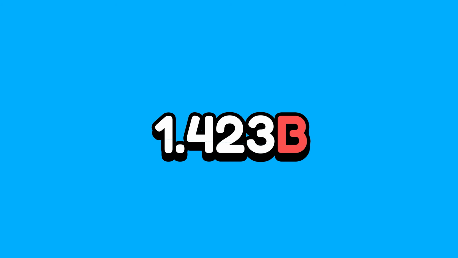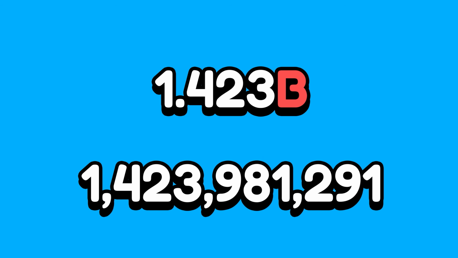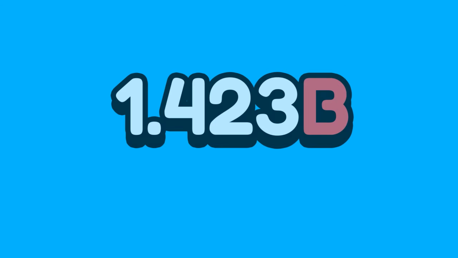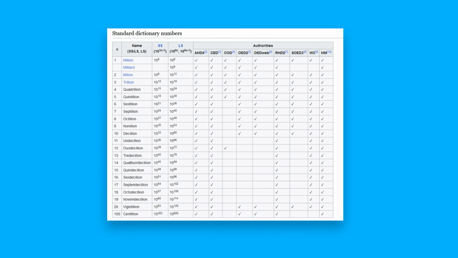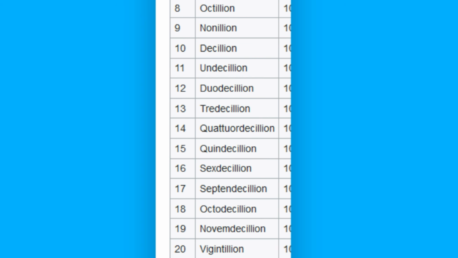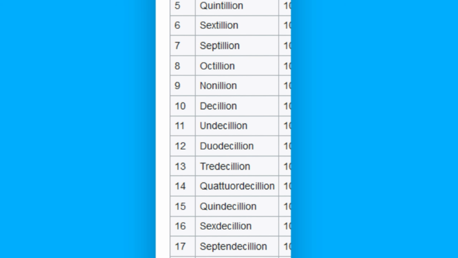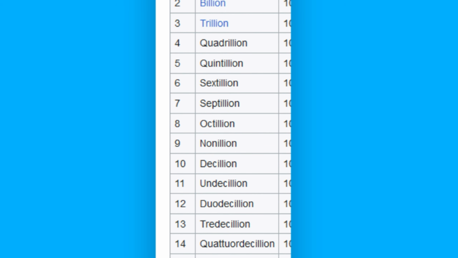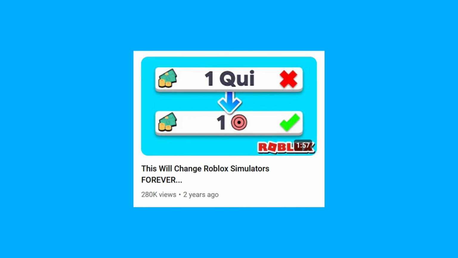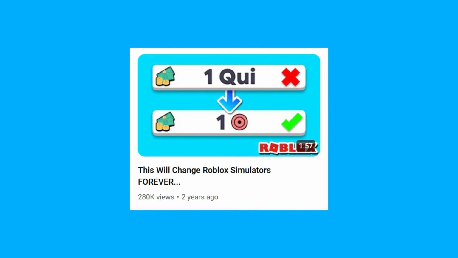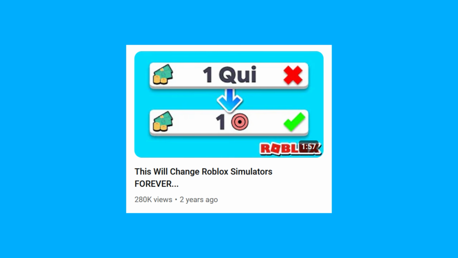The first issue is that the numbers do not look as satisfying when they are abbreviated with a letter. And the other issue is that it just gets confusing whenever we start using these weird numbers that nobody has ever heard of, like sextillion. Sextillion. Okay, shut up.